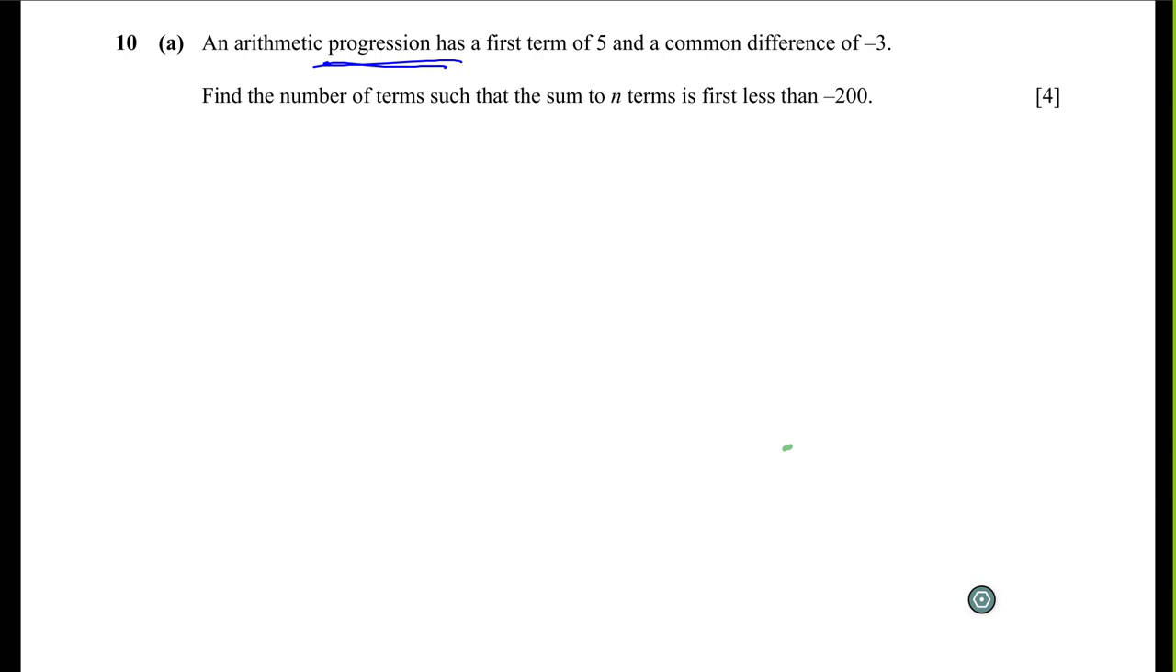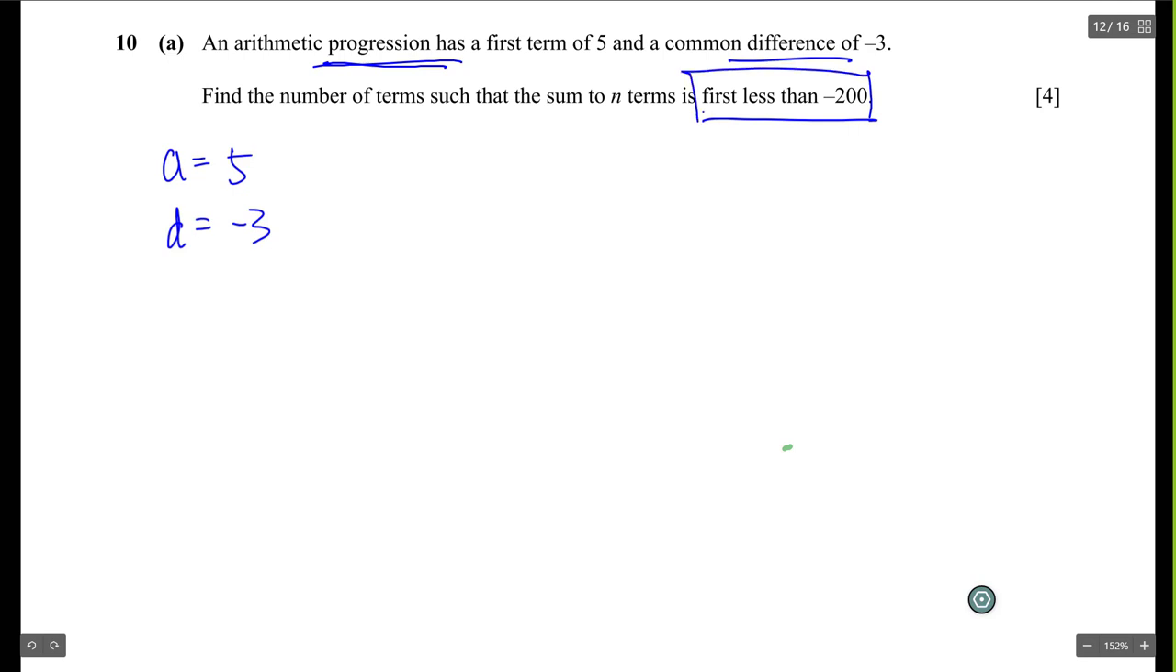Okay, so arithmetic progression has a first term. First term we call A in this topic, and it's 5. And the common difference we call D. It's negative 3. So find the number of terms such that the sum of the n terms is first less than negative 200. First less than negative 200. That means later you have some inequality, I believe.